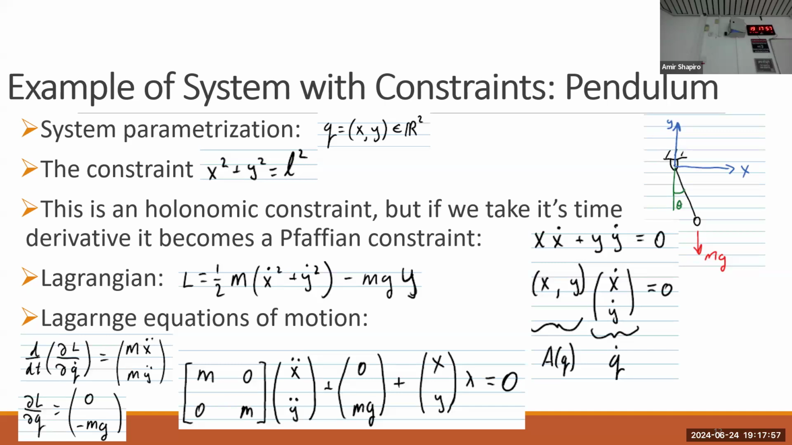The Lagrangian is simply the kinetic energy minus the potential energy. The kinetic energy is half m v squared, for a particle that has two parameters x and y, so v squared is x dot squared plus y dot squared. And the potential energy is simply mgy, where y is its height. So the Lagrangian is the kinetic energy minus mgy.